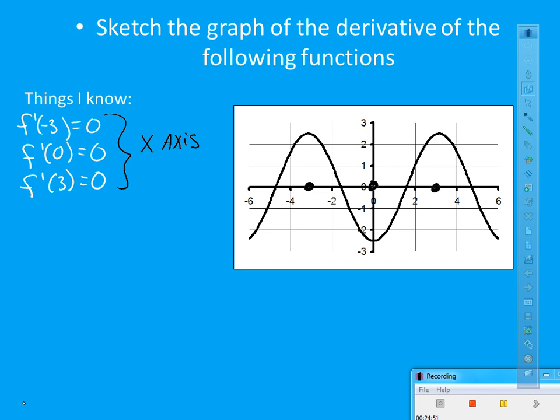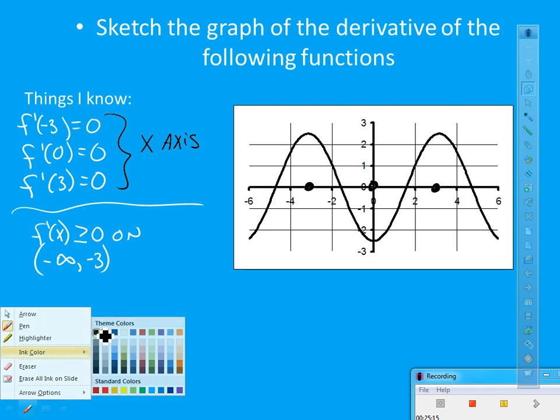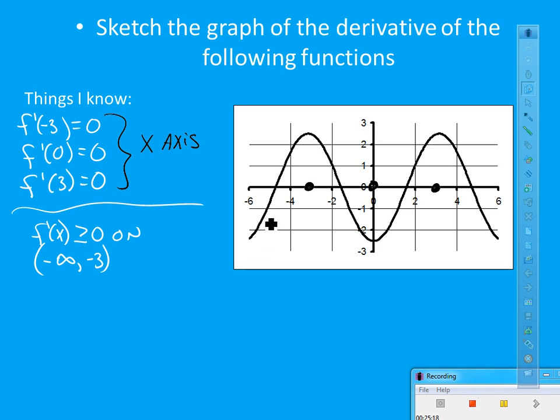Now let me do some other things that I know, and then we'll see if we can piece this bad boy together. I know that f prime of x is greater than or equal to 0 wherever it's increasing. So I know I'm above the x-axis from negative infinity to negative 3 because, look right here, I'm going uphill. My slopes are positive right here. Even though I'm below the x-axis there, my slopes are still positive. My slopes are also positive right through here, guys. So I know I'm also above the x-axis from 0 to 3.